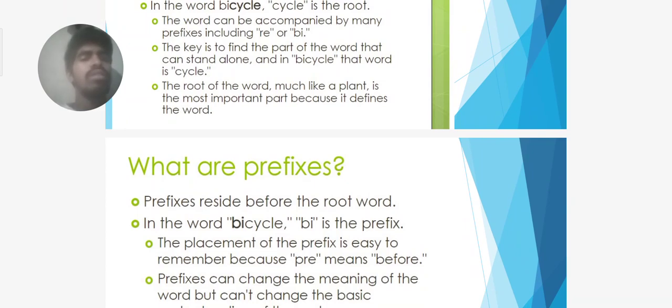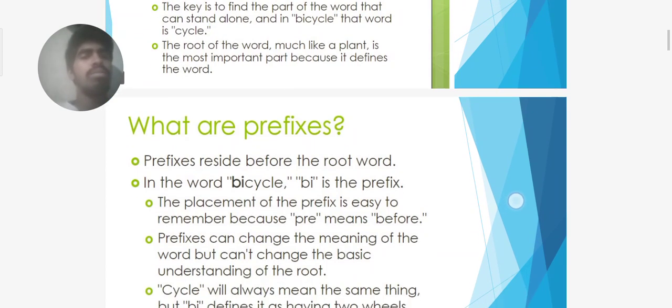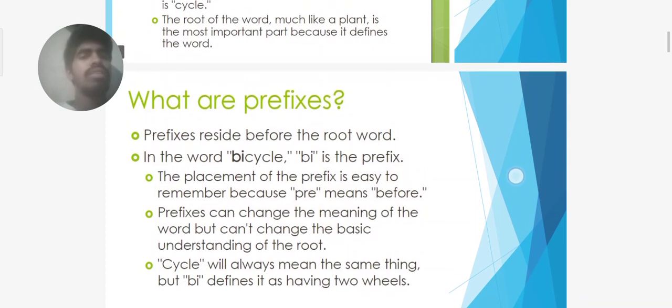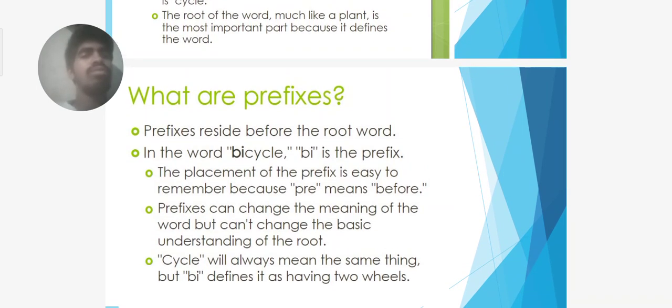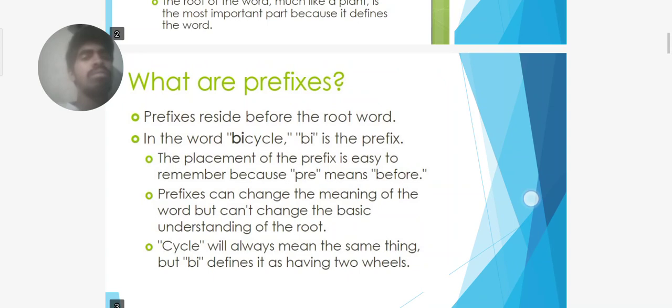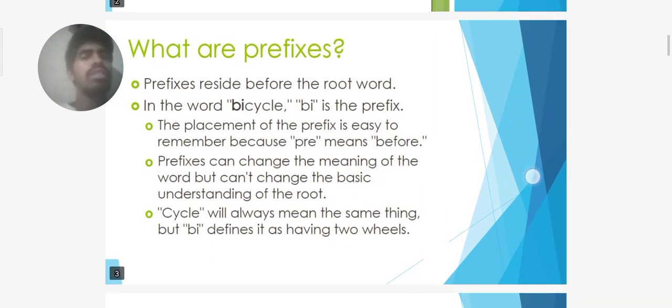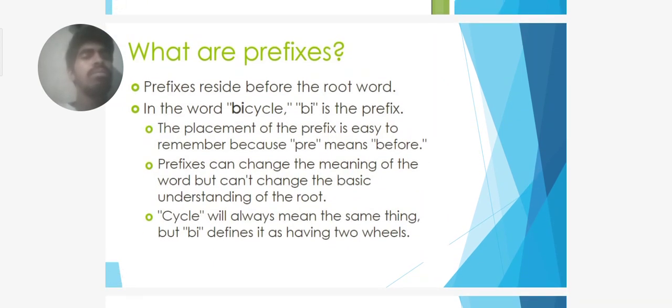What are prefixes? Now I am going to tell about prefixes. Prefixes reside before the root word. In the word bicycle, bi is the prefix. The placement of the prefix is easy to remember because pre means before. Prefixes can change the meaning of the word but cannot change the basic understanding of the root.